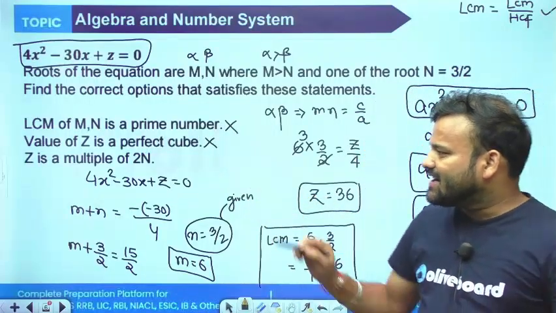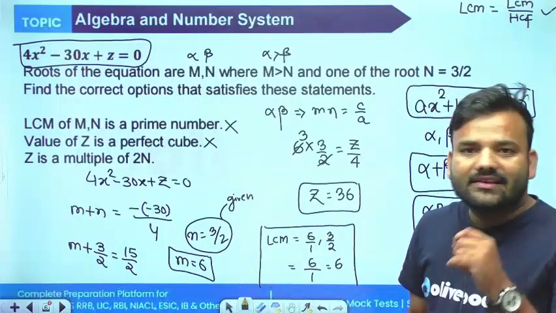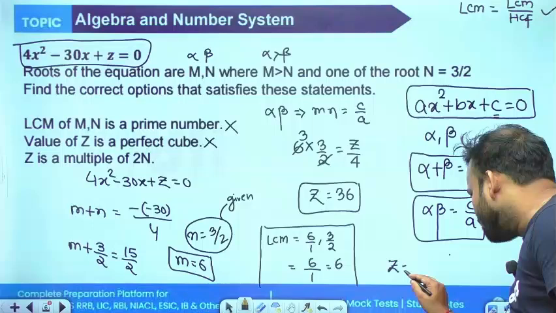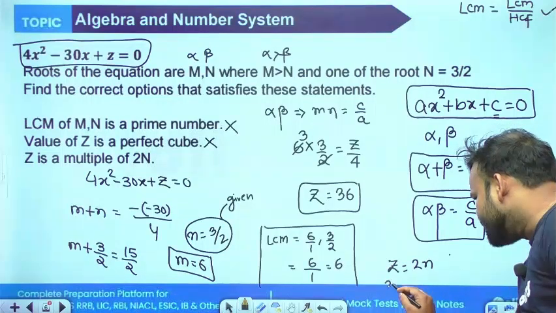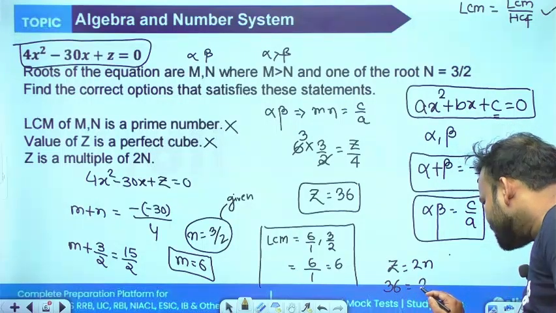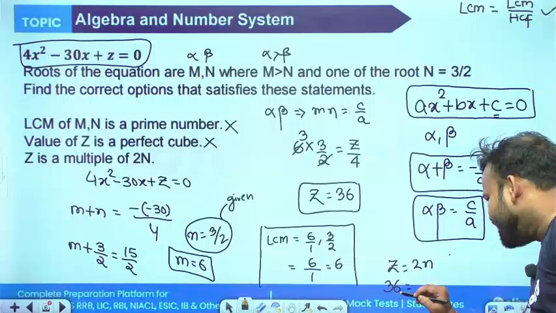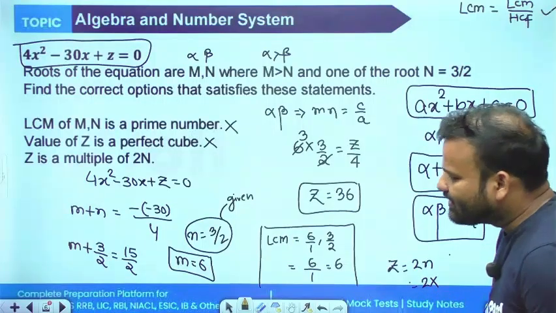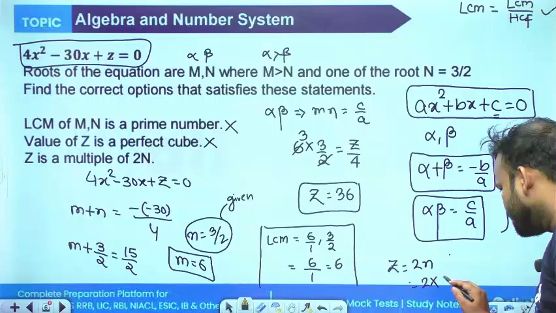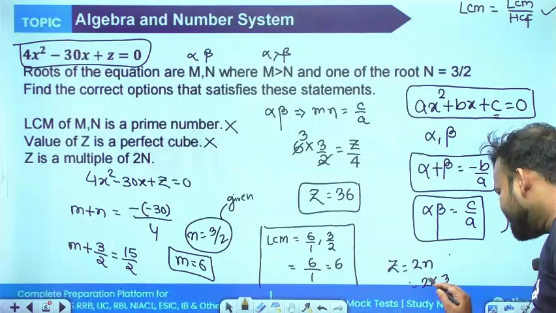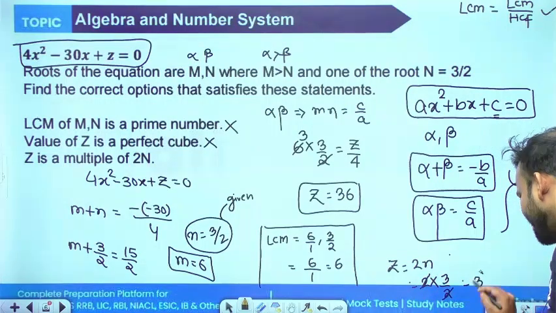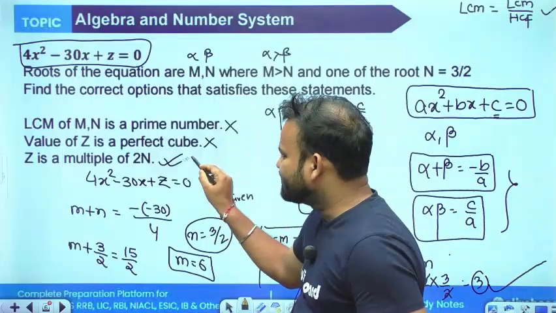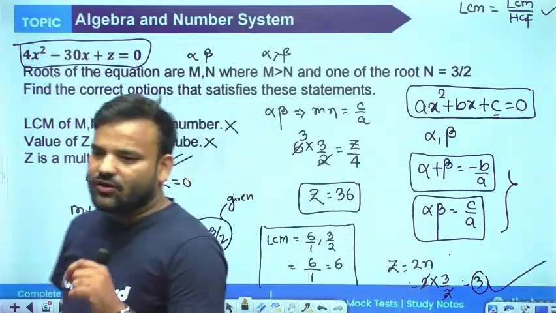Second, z is a multiple of 2n. Is z a multiple of 2n, he is asking, right? What is the value of z? That is 36. Is it a multiple of 2 into n? What is the value of n? N is 3 by 2. Is z a multiple of 3? Yes, definitely z is a multiple of 3 because 36 is a multiple of 3. So it means only statement 3 is correct.